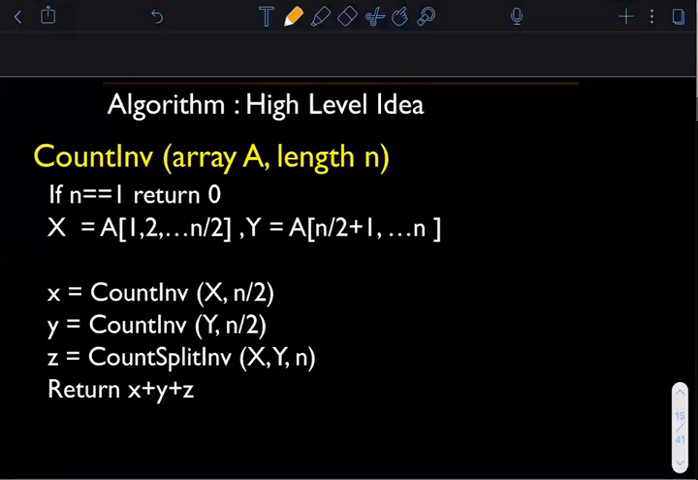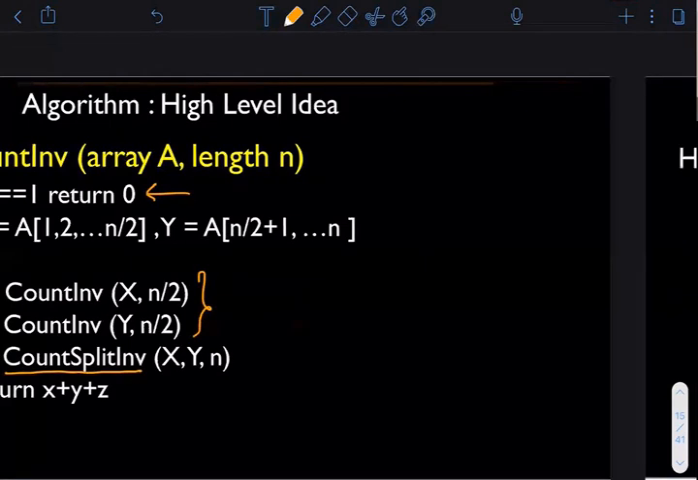Now this is the high level idea of the algorithm. Of course we need to take care of a base case. If n is 1, then I don't really have to do anything. I just return 0, because if there is one element in my array, there is no way that could result in an inversion. Now I do the usual thing. I split it into 2 halves, I call the recursions, and finally I call this subroutine, which I call count split inversions. And we are going to see how to implement that in order n time.